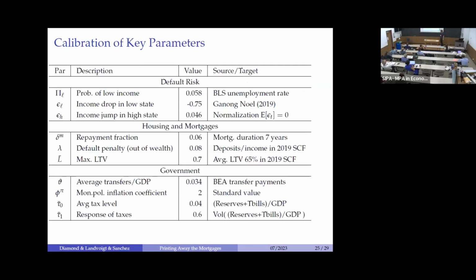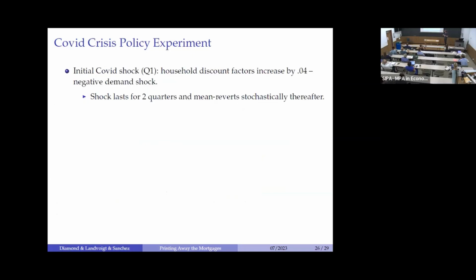We're going to have long-term mortgages, which we match to our notion of the effective duration, including repayments of existing mortgages. And we're going to try to match the facts you all know well about how income shocks affect default. But I should probably zoom into our actual policy experiment for the sake of time.